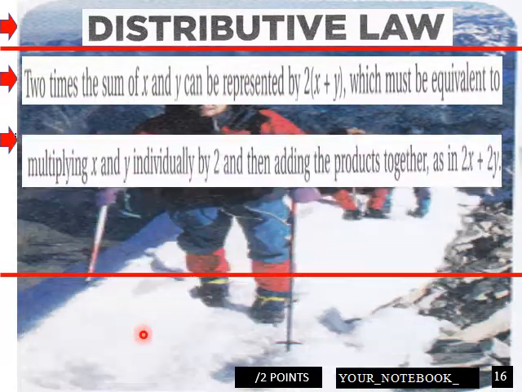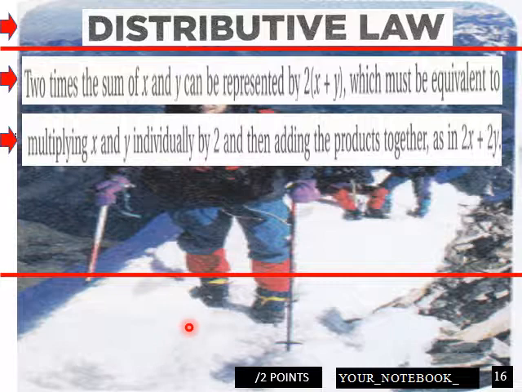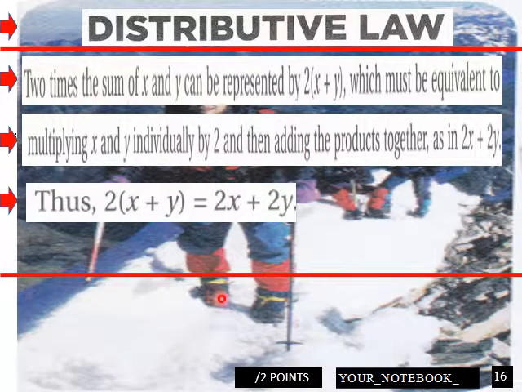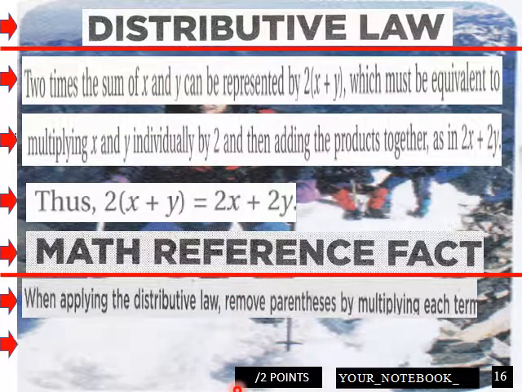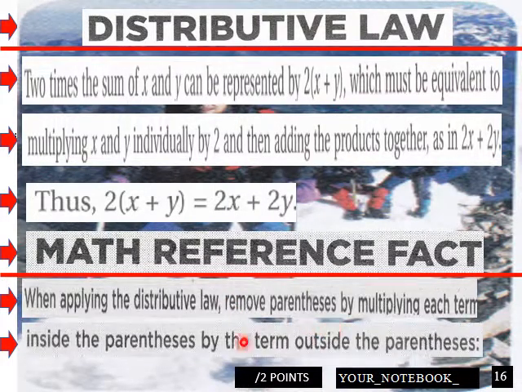Distributive law: 2 times the sum of x and y can be represented by 2 times (x plus y), which must be equivalent to multiplying x and y individually by 2, and then adding the products together, as in 2x plus 2y. Thus, 2(x plus y) equals 2x plus 2y. Math reference fact: when applying the distributive law, remove the parentheses by multiplying each term inside the parentheses by the term outside the parentheses. Remember that?